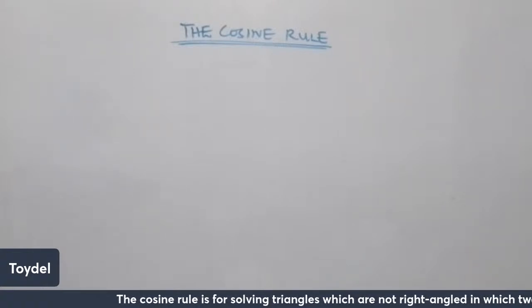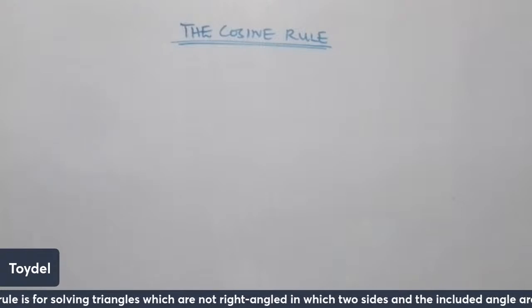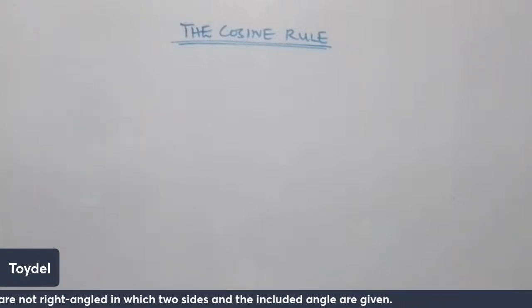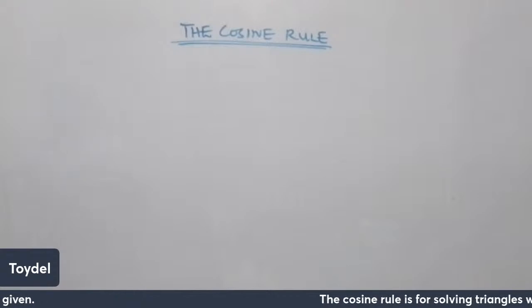So what is the formula for this cosine rule? We can actually generate this formula, but time will not permit us to do that. But the most important thing is for us to know the formula and be able to apply it correctly. That is the most important thing.